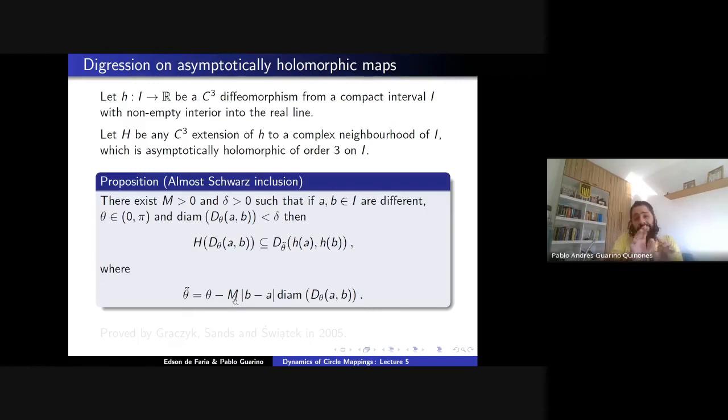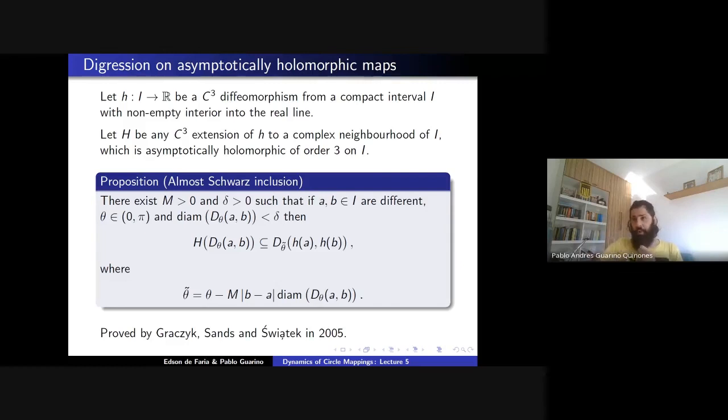So the loss of angle that you have when iterating an asymptotically holomorphic map will go to zero if you are renormalizing on deeper and deeper levels. This almost Schwarz inclusion allows you to play more or less the same game that can be played for analytic maps, and in fact the same game that was played before for Epstein maps. So you see, the class of dynamics that we are able to play with on Poincaré disks is increasing. This was proved by Graczyk, Sands, and Świątek in a paper from 2005, and I like this proposition and these special asymptotically holomorphic extensions a lot.